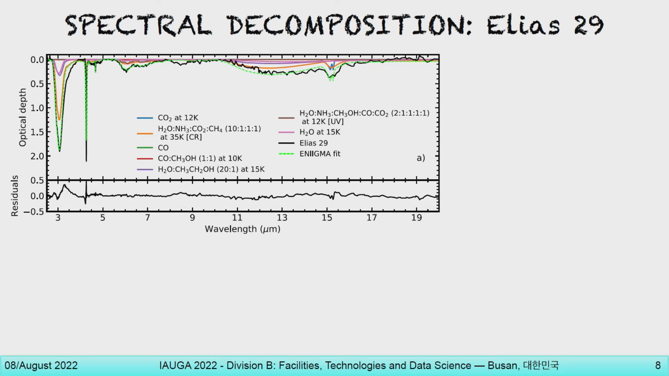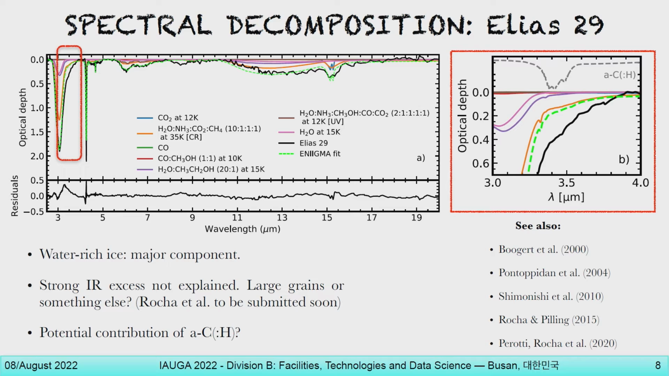This small part here, around 3 microns, we do not fit well. And there are some reasons that we explain in the paper. One of the possible reasons is that this excess of extinction that we see could be related to the presence of large grains, and we do not account for this effect yet in the ENIGMA fit tool. It could be something else, related to salts, ions, in ices, and there is a paper to be submitted soon about this as well.